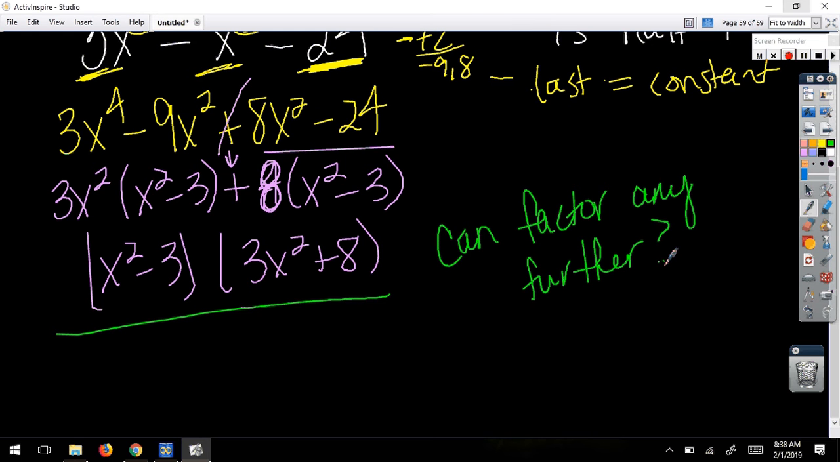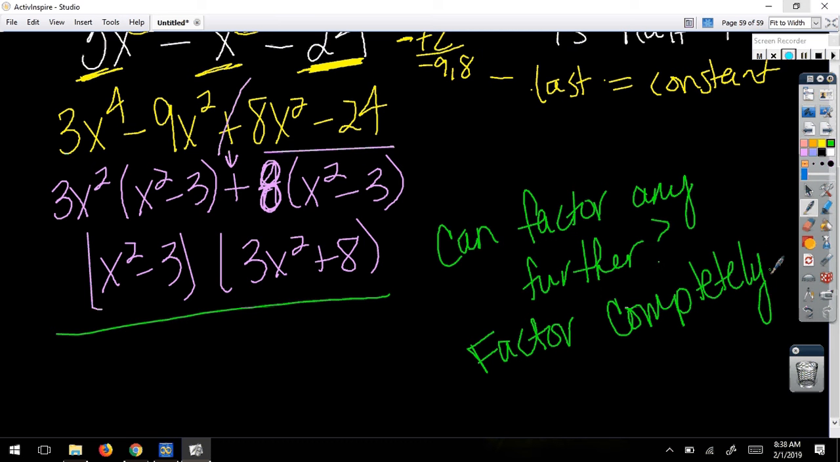In this case, no. But we want to make sure from this point forward that we do factor completely, since we're talking about polynomials and not necessarily just quadratics. And you'll see what that means in just a minute. There was one problem on the homework where you needed to factor it down even more.